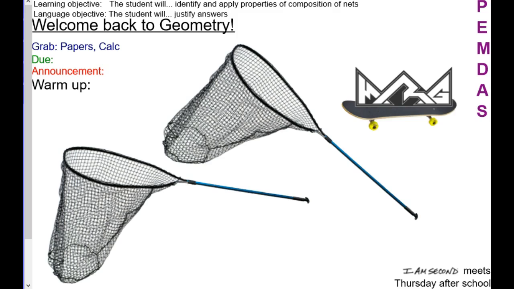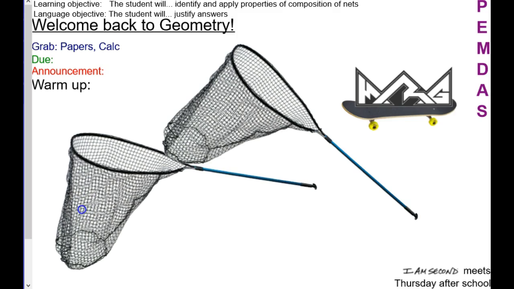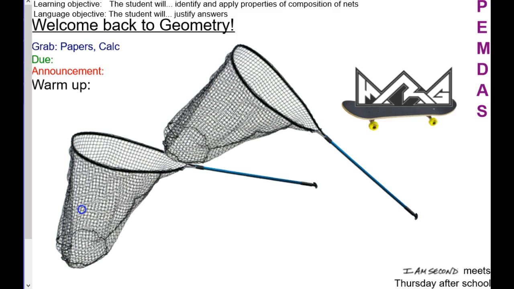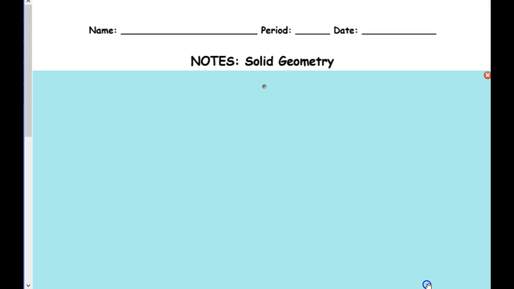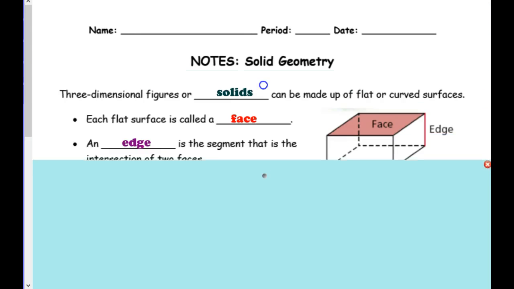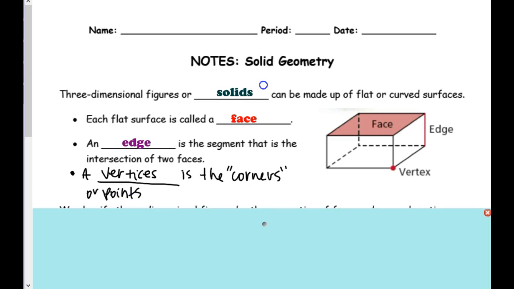So we are talking about nets, and even though the joke on the board you can see, we're not talking about these nets. We're talking about, well, you'll see, right? So let's go to the notes. Y'all got this sheet? Solid geometry, okay? So I want you to write these down, okay? We're going to add a little vocab word right there.